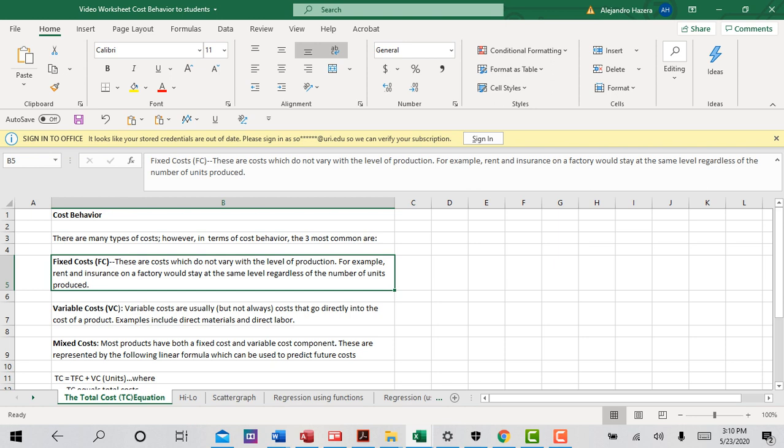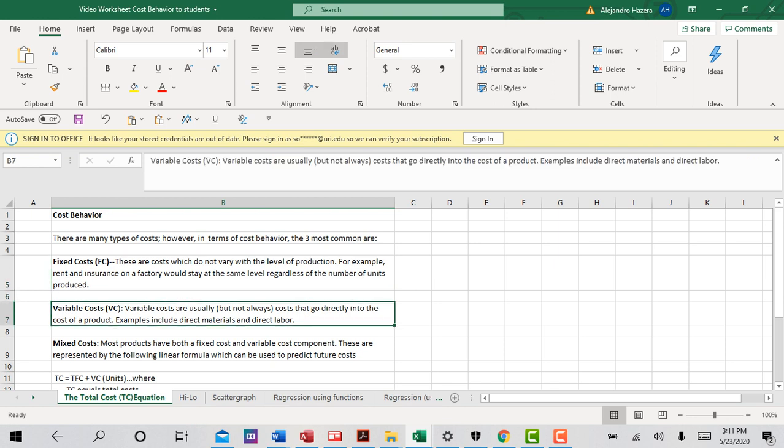If you just think about it, let's say you pay $10,000 a month in rent on a factory. It's fixed by contract. It doesn't matter whether you produce 0 units or 550 units. The rent stays the same. Same goes for insurance. You pay the insurance policy. It doesn't matter if you produce 0 units or 550 units. It stays the same. So these are mostly costs that are fixed by contract.